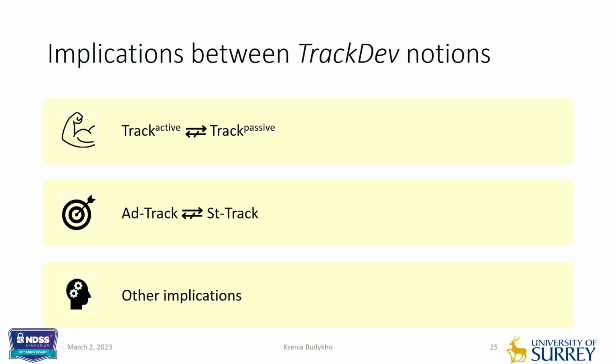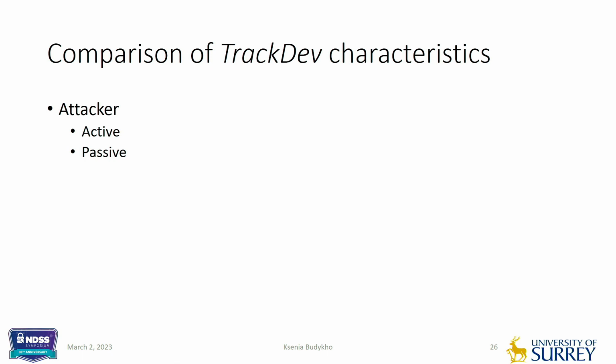We have proven a number of implications between the framework characteristics, such as between passive and active attackers or adaptive and static attacks, and there are also other implications in the paper. But I will quickly go over one now and show that some are even incomparable. So for example, if we have an adaptive trackability attack, we should also have a static trackability attack. However, if we add one more layer onto them, so if the attacker for the adaptive attack is an active attacker, and the attacker for the static attack is a passive attacker, then actually the two are incomparable.